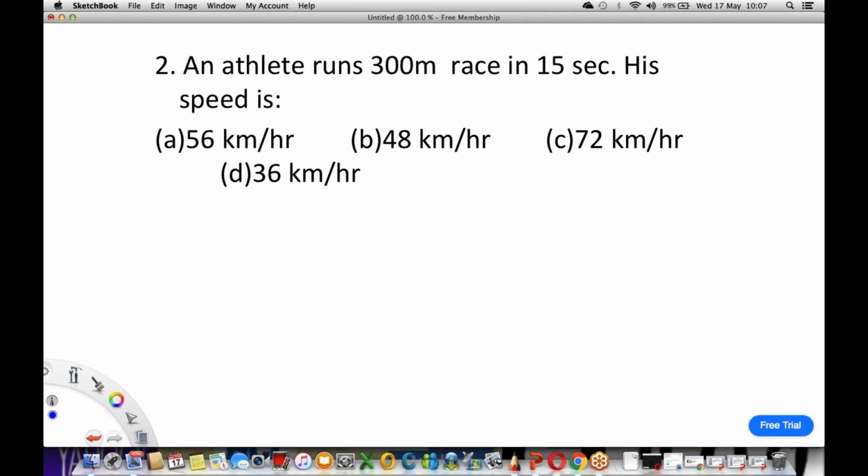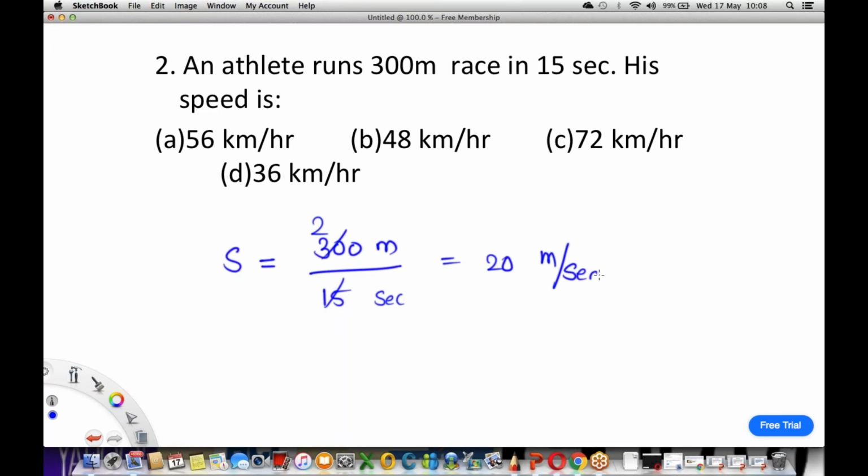So it's very clearly mentioned an athlete runs 300 meters race in 15 seconds of time. Then what is his speed? That's the question. So I very well know that speed is nothing but the distance traveled in a certain period of time. So here the speed of the person will be given as 300 meters divided by 15 seconds. So it is clearly there in meter per second. So this can be written as 15, 15 to 30, so this can be written as 20 meter per second.